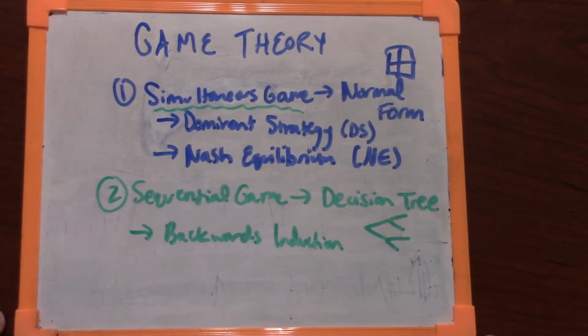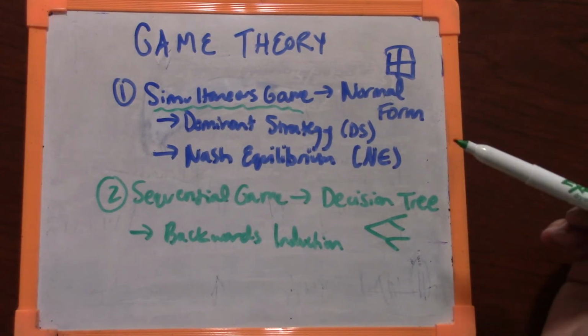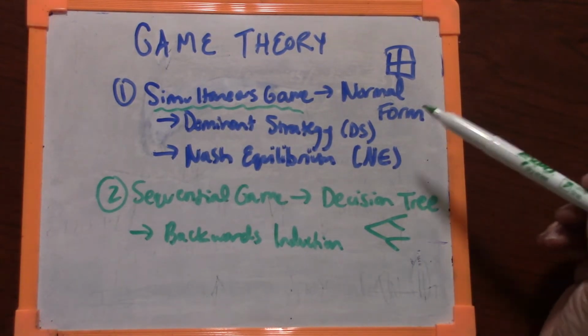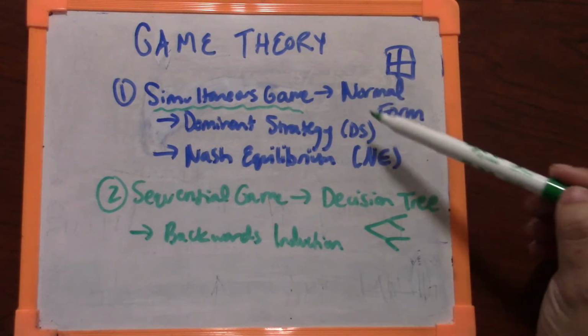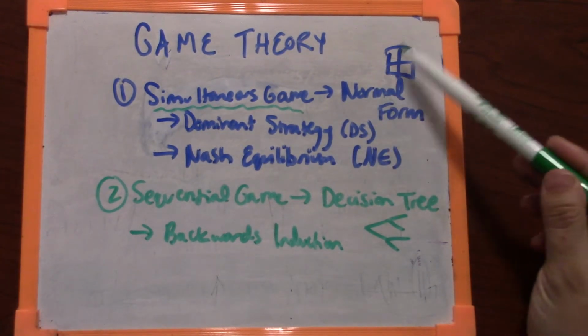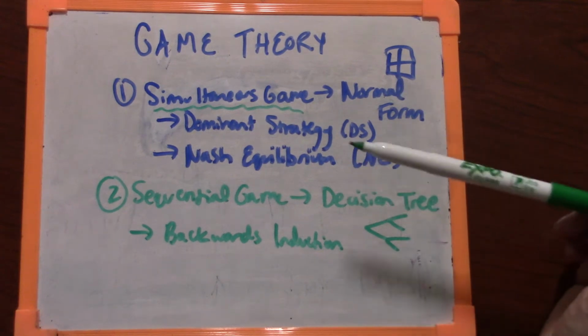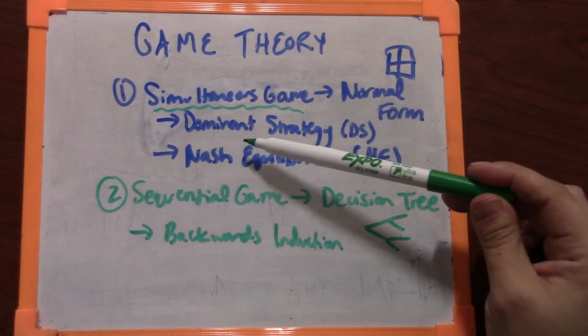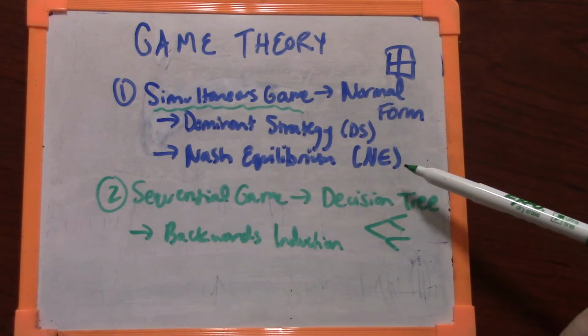The only one I can really think of is rock, paper, scissors, and the prisoner's dilemma that we played in class where you revealed your cards at the same time. But when the players are revealing their strategy at the same time, we use normal form, this little window pane looking thing. And we solve these games using the idea of dominant strategies and Nash equilibria.